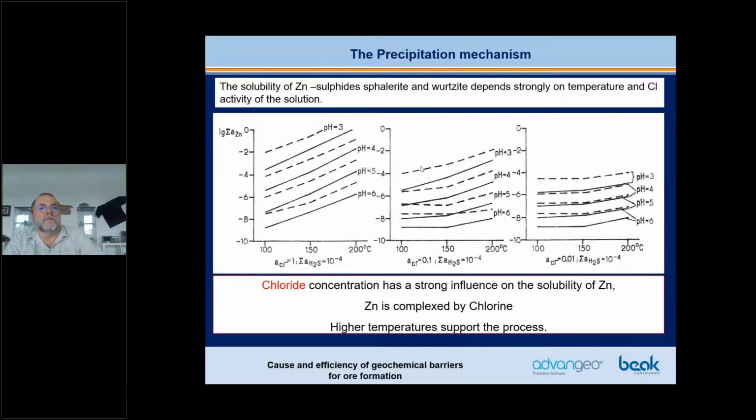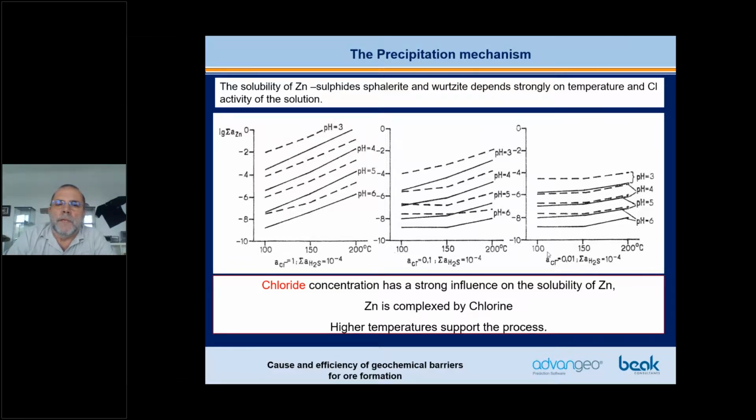In these charts, we can see the dependency of the solubility of zinc sulfide on the temperature. We have a temperature of 100, 200 degrees, a stable sulfur activity of 10 to the minus 4, and a chlorine activity of 1. We can see how steep the gradient of the solubility is here. From 10 to the minus 8, it increases up to 10 to the minus 4, at a pH of 5, which is very strong.